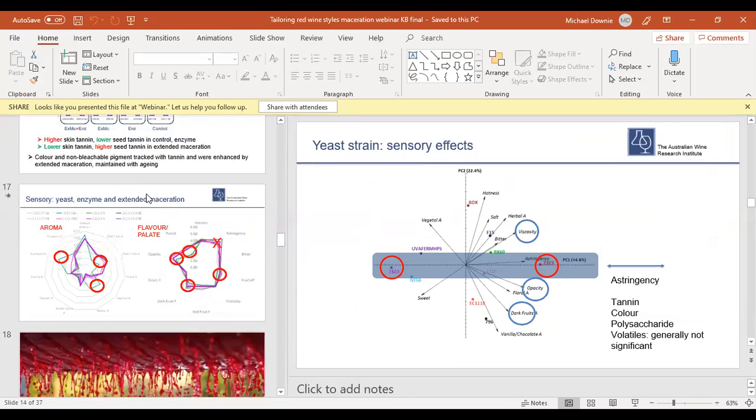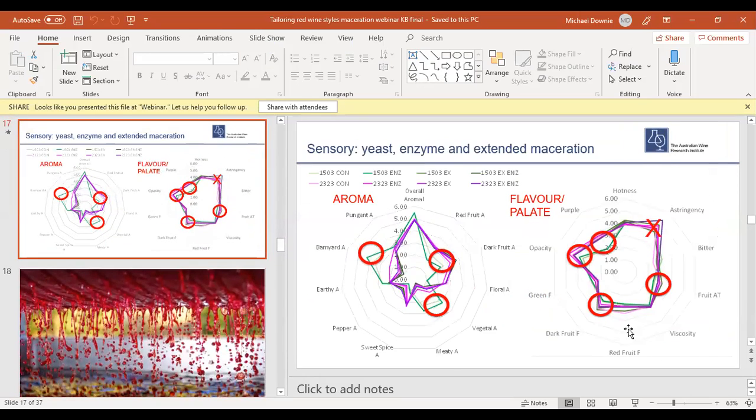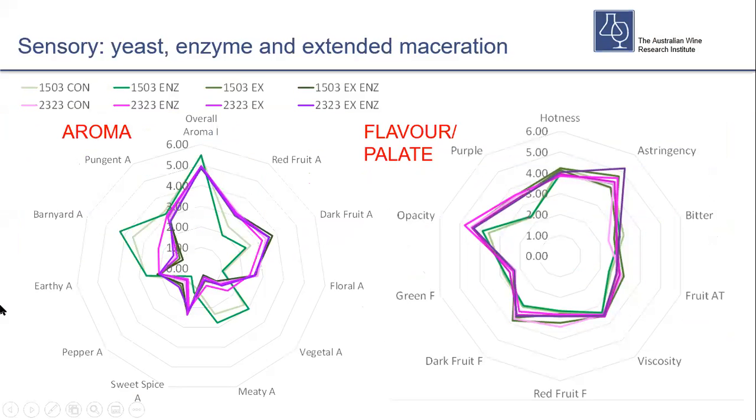No, I think it's definitely an extended maceration trial. Oh, there we go. Okay. So in this case here, that barnyard effect was just from the 1503 treatment, which was a yeast strain effect. So it was simply 1503 with or without enzyme, introduced that barnyard effect. And also, I think I mentioned increased meaty aromas. So here, the extended maceration essentially overcame that impact in the wine.